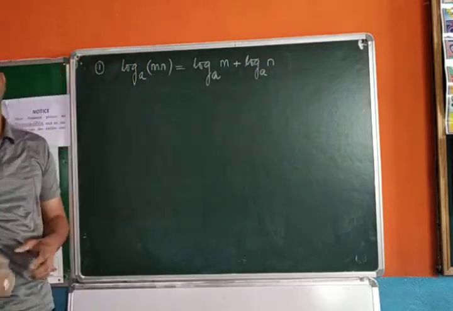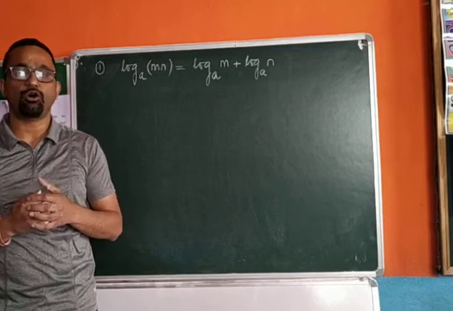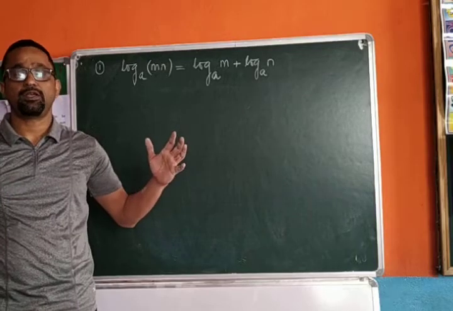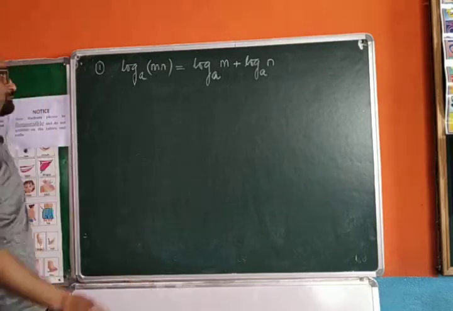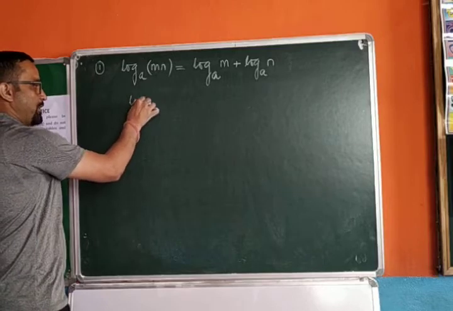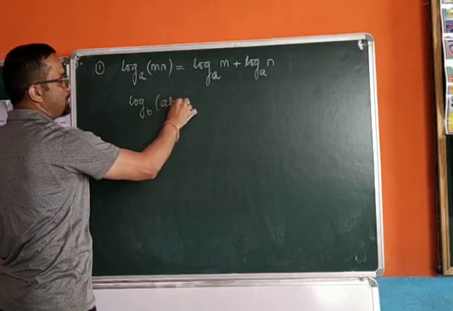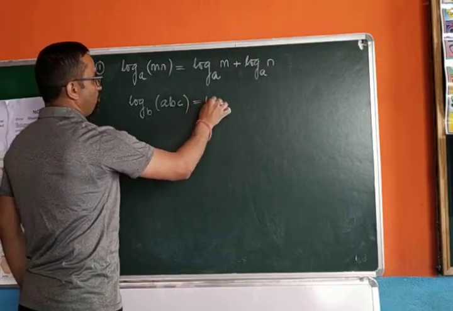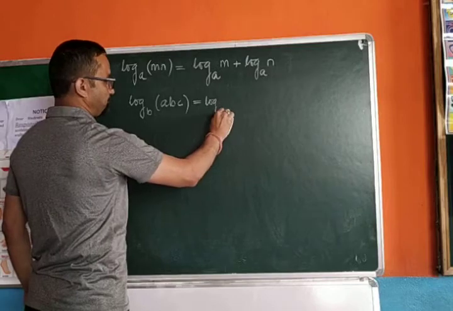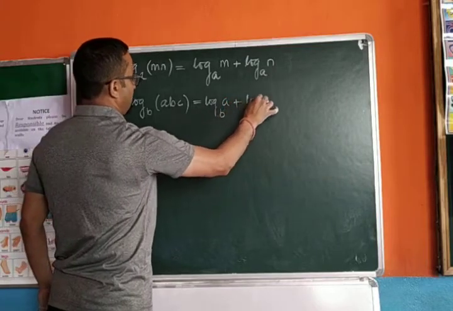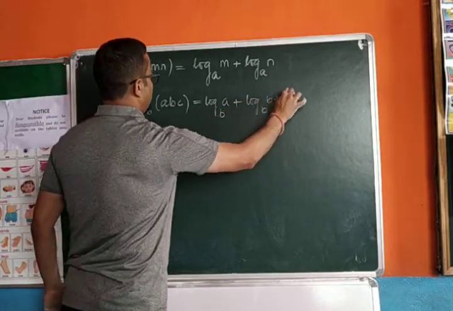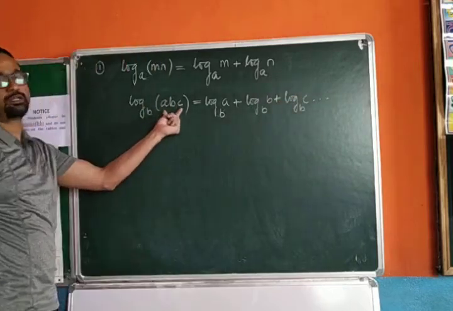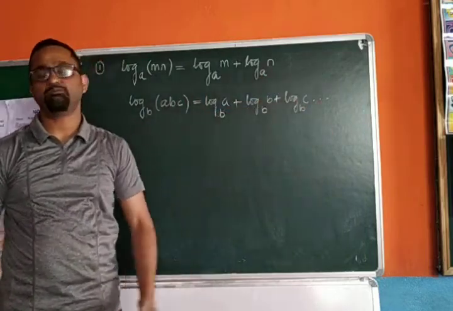This law is known as product law, and it is applicable for extension, meaning many multiplications, something like this: log base b of abc can be written as log base b a plus log base b b plus log base b c, and so on. If you have more multiplication, it'll get added up.